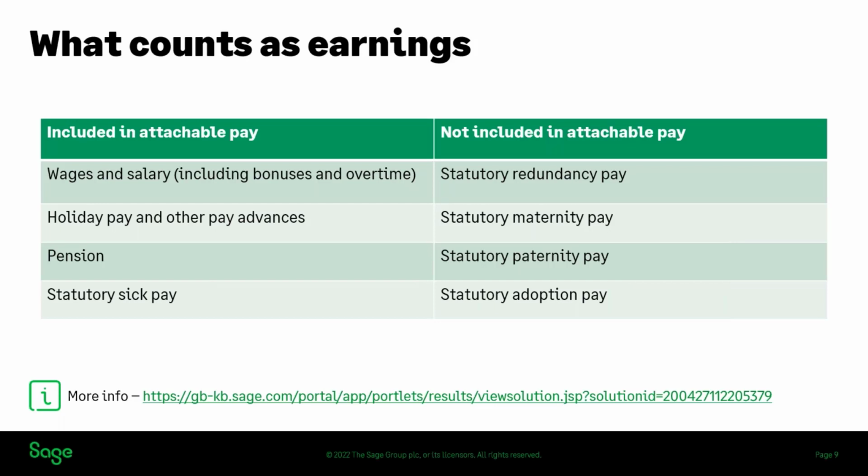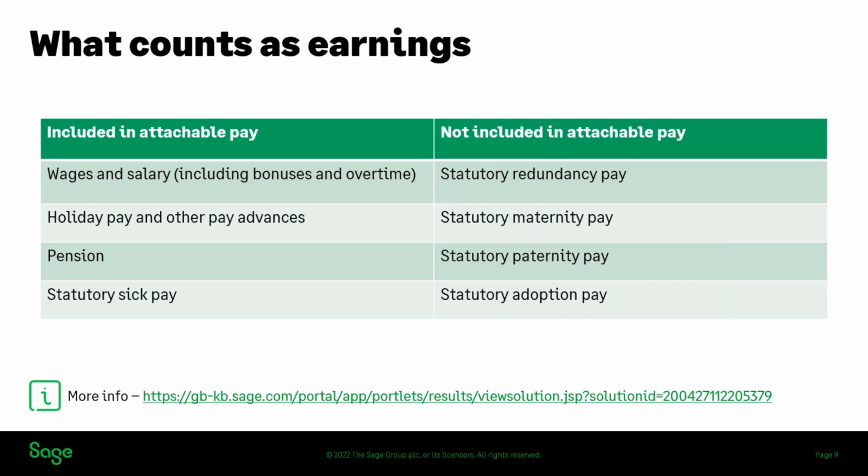So the notable exceptions, the things not included in attachable pay, are statutory redundancy pay, as well as the statutory parental payments, maternity, paternity, and adoption. And there's a handy table of what counts as earnings in our knowledge base article, which I've linked to on the current slide.